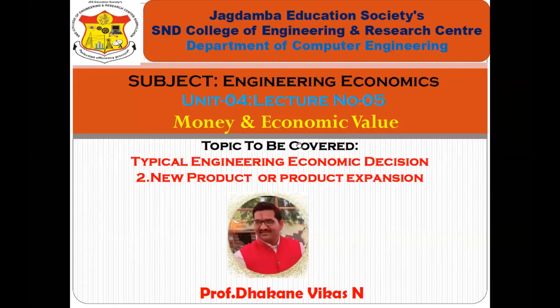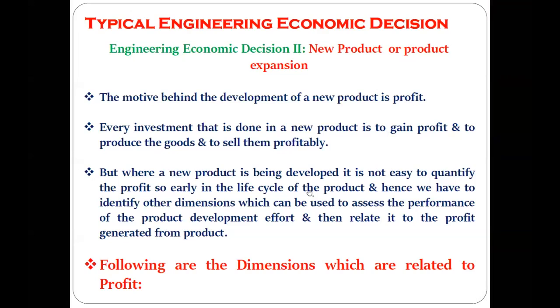Now, the second engineering economic decision is the new product or the product expansion. Totally, we have four engineering economic decisions. Yesterday, we have seen one. Today, we'll look at another, and tomorrow or in the next lecture, we'll finish the remaining two. So here, the second engineering economic decision is nothing but the new product or the product expansion.